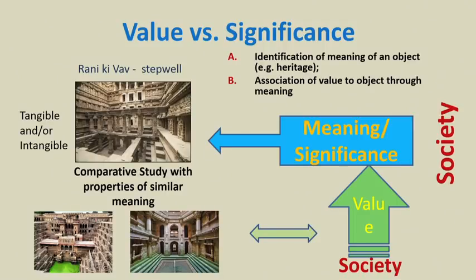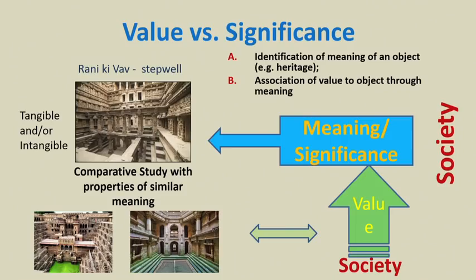So, we must understand the concept of value versus significance: the identification of the meaning of an object, that is, what the heritage is, and the association of value to the object through a meaning. And we must understand that meaning and significance are also not individual; they come from the society, from the people and the various stakeholders, because this stepwell has been very important for this particular community in that type of context, and it was also a place for social gathering, where people used to interact and have various other activities.